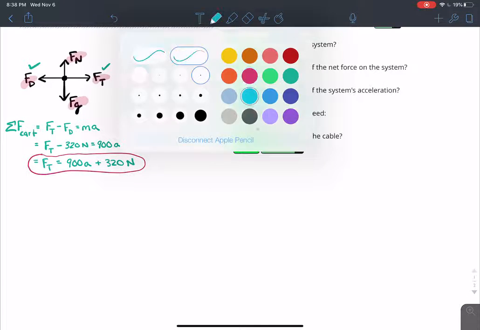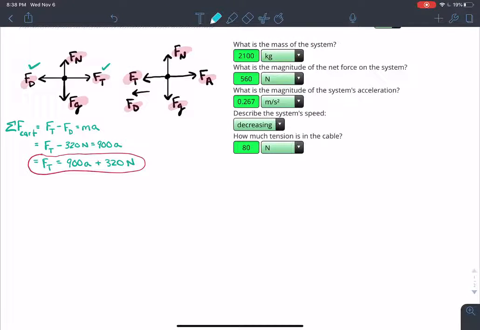Let's do that in a new color. How about this beautiful blue? We're going to look at the sum of the forces on the actual truck is equal to, well, again, I'm going to ignore the normal force and the gravitational force. Instead, I'm going to deal with my applied force in the positive direction and subtracting from that the force of tension through the cable and the drag force that will be slowing it down, Fd.